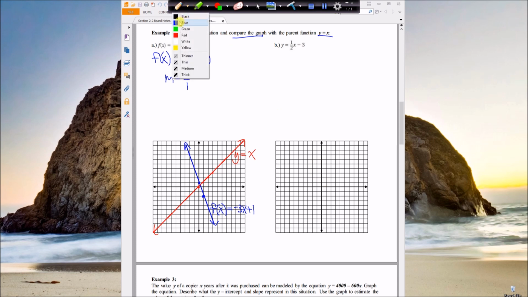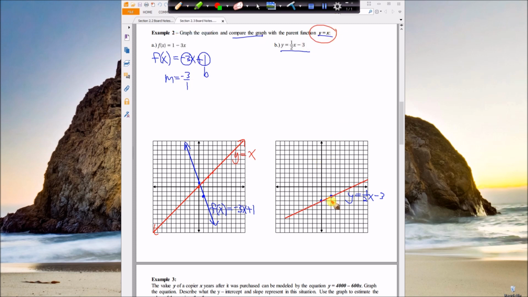The next one, the y-intercept is negative 3. Let me switch back to blue here for this function. The y-intercept is negative 3. The slope is 1 over 2, so rise 1, run 2, and then draw your line. Okay, I'll leave it like that. So this function is y equals 1/2 x minus 3, and the parent function is y equals x.